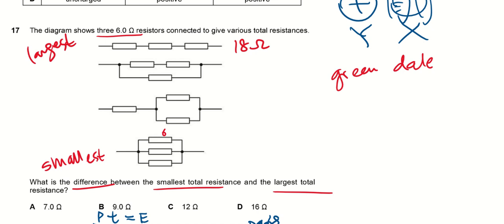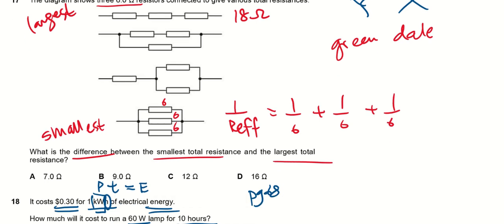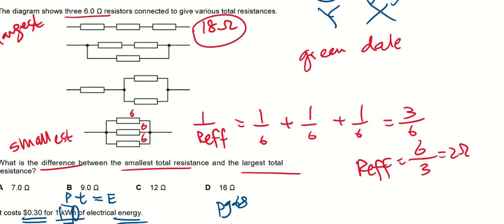So this is 6 ohm, 6 ohm, 6 ohm, so 1 over R_eff is equal to 1 over 6 plus 1 over 6 plus 1 over 6, and this equals 3 over 6. Therefore, R_eff is equal to 6 over 3, which is 2 ohm. So the largest resistance is 18 ohm, the smallest one is 2 ohm. What's the difference between them? 18 minus 2 gives us 16 ohms.